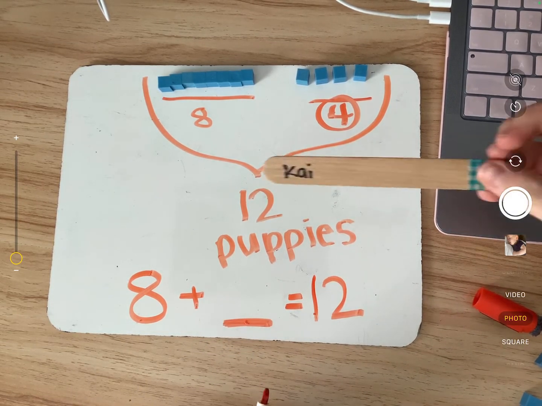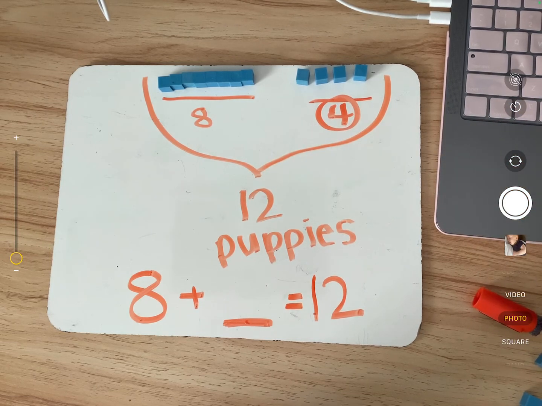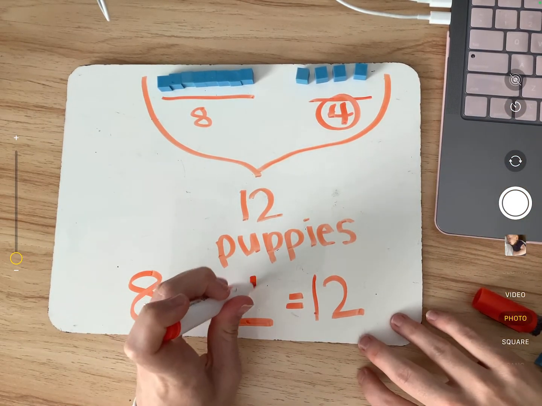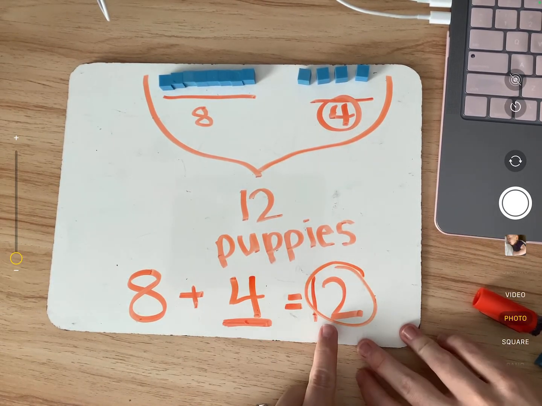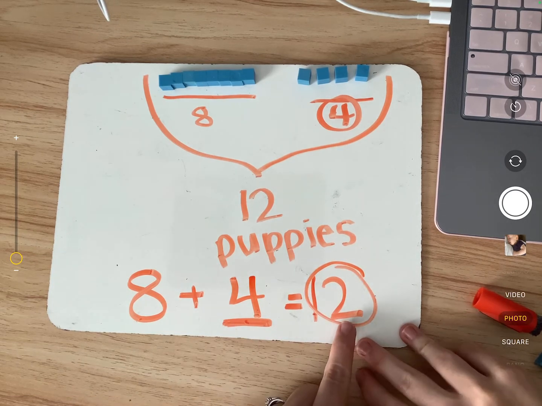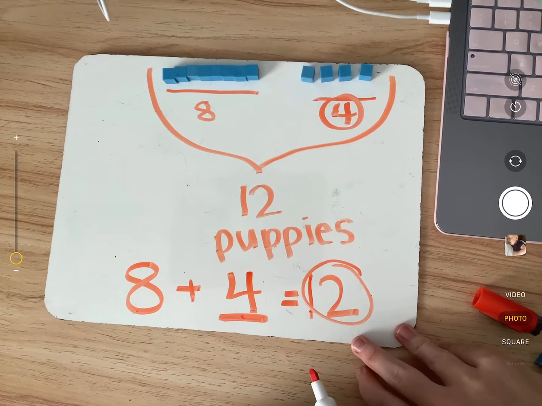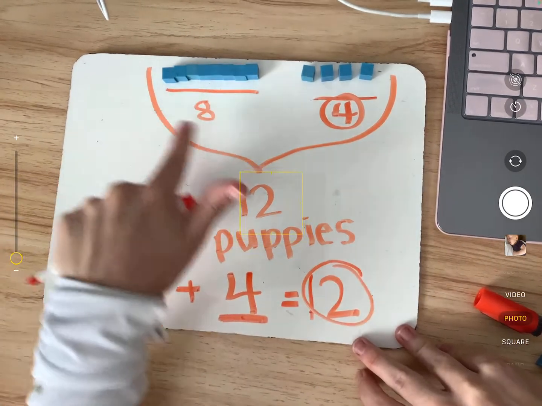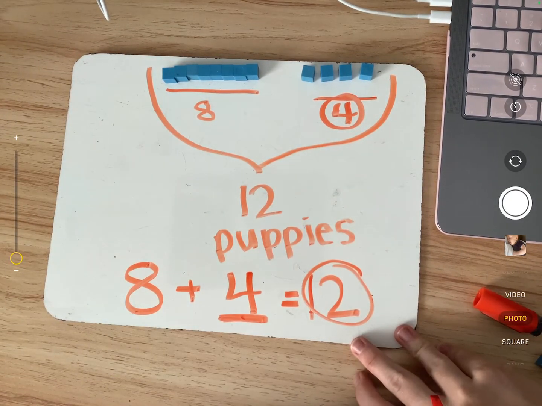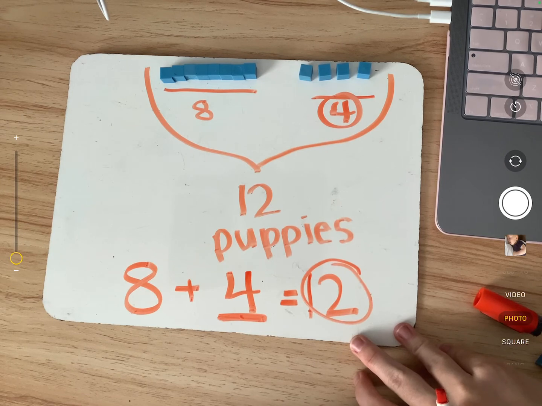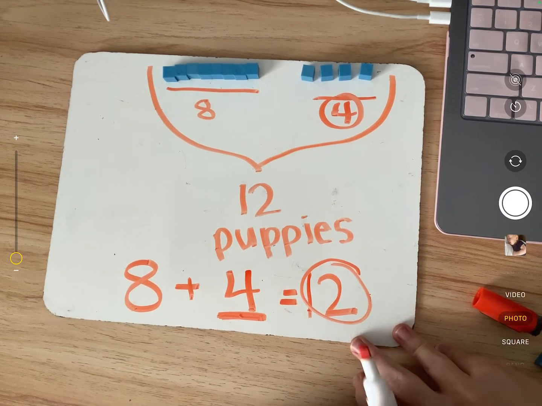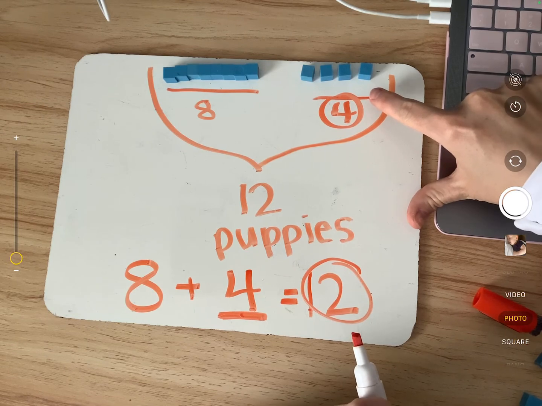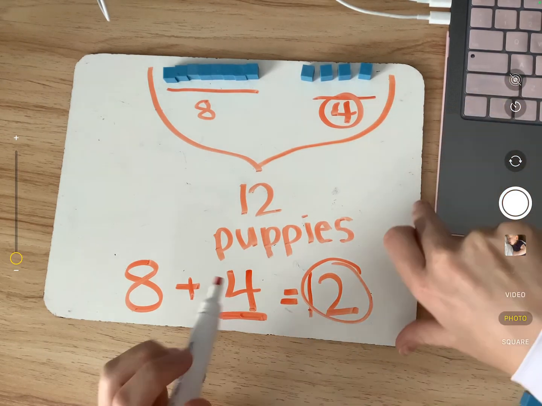I'm going to pull a stick. Kai, what number is missing? 4, right? 8 plus 4 equals 12. So my answer here is not 12. 12 is what 8 plus 4 equals, but the question was not how many puppies do I have altogether, right? The story told me that I had 12 puppies. But what was the question? What piece of information were we missing? Hopefully you're thinking, what we didn't know is how many of these puppies did not have spots. That's the part that we were missing.